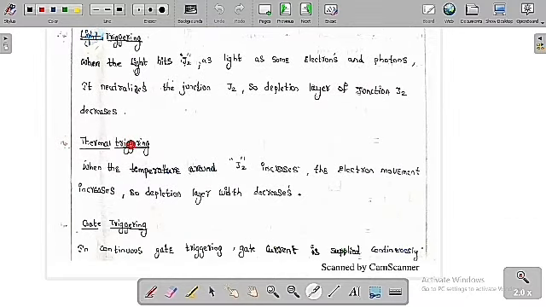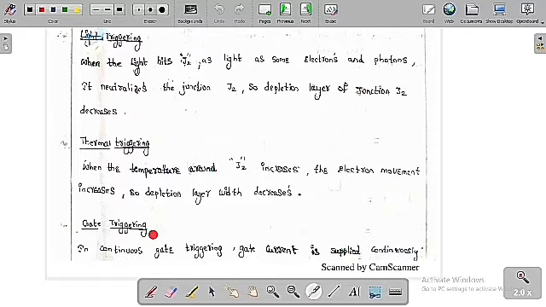Another method is thermal triggering. When the temperature around junction J2 increases, the electron movement increases. So depletion width decreases. If you increase the temperature, electrons are going to move freely, so they increase their movement. Therefore the depletion layer width decreases, and now it can easily trigger or be on. So when the temperature around junction J2 increases, electron movement increases, depletion layer width decreases, and it can easily turn on.